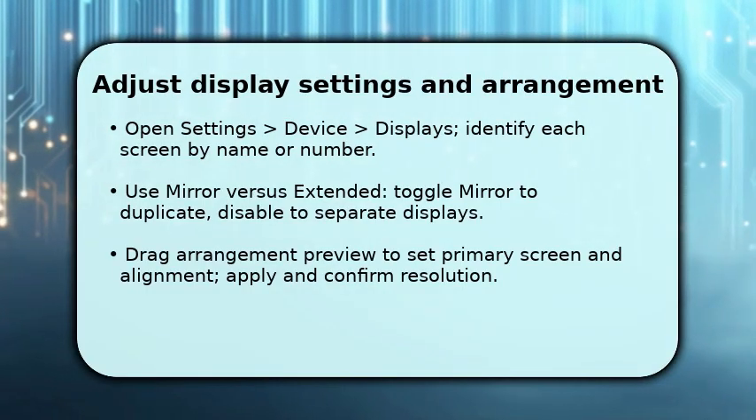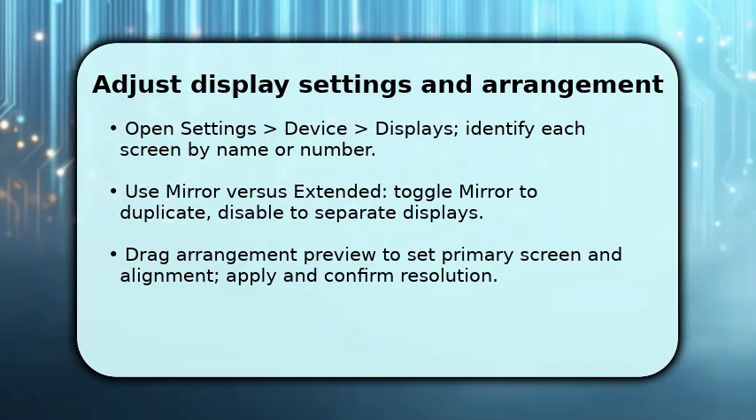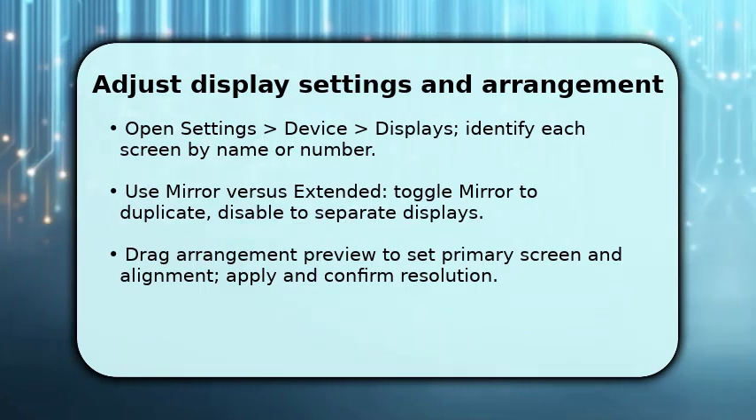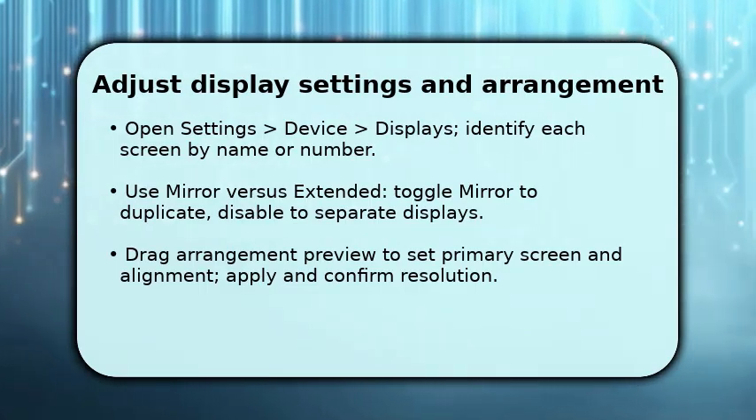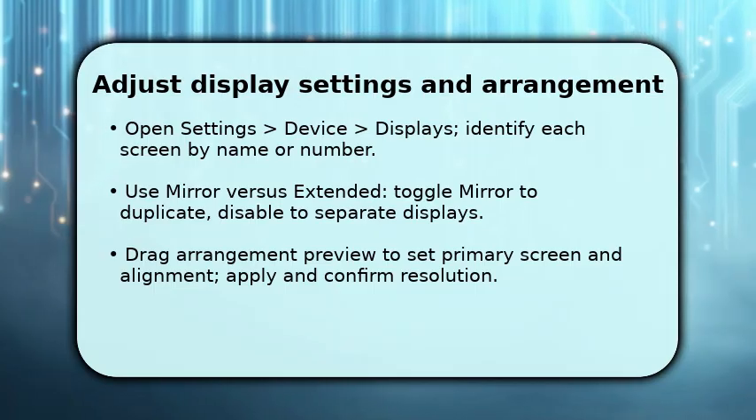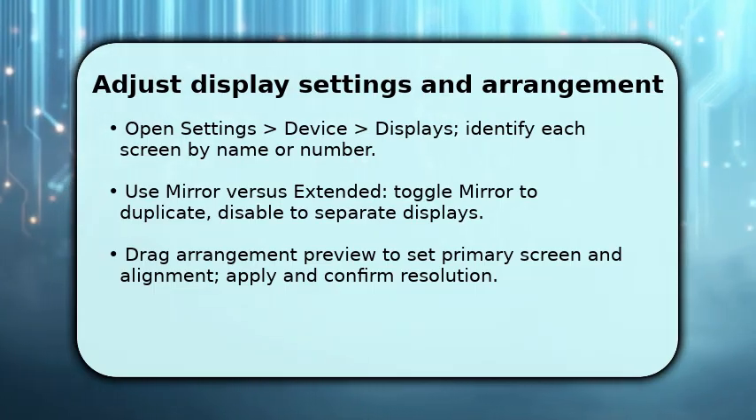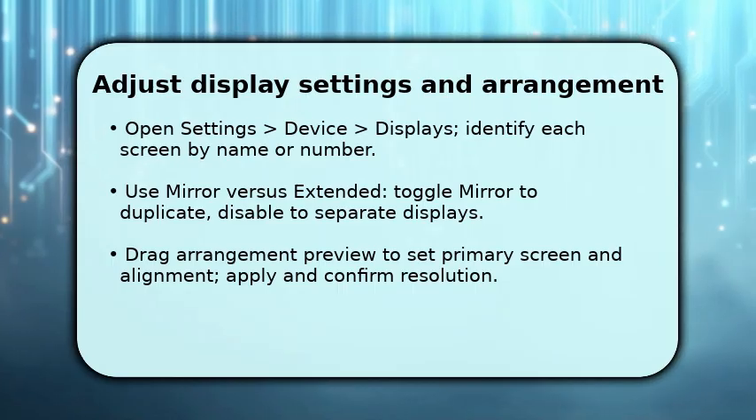Go to Settings, Device, Displays, and identify each screen by name or number so you know which is which. Toggle Mirror off if you want a single screen instead of duplicated content, or toggle it on briefly to diagnose.